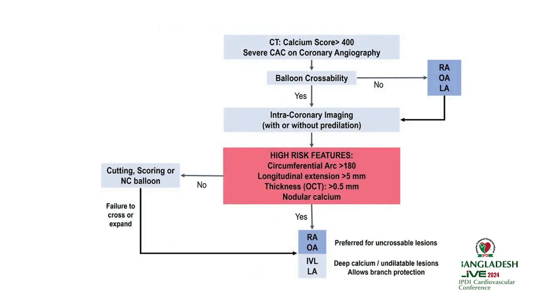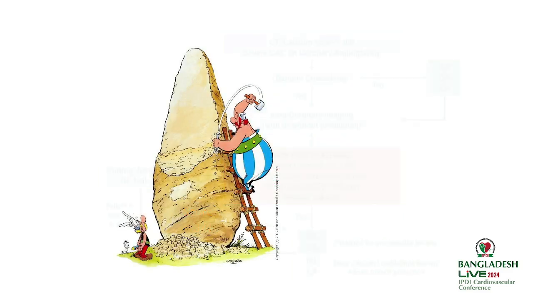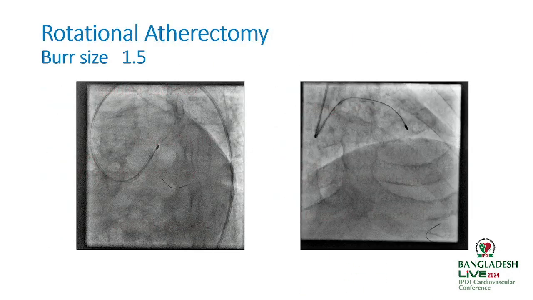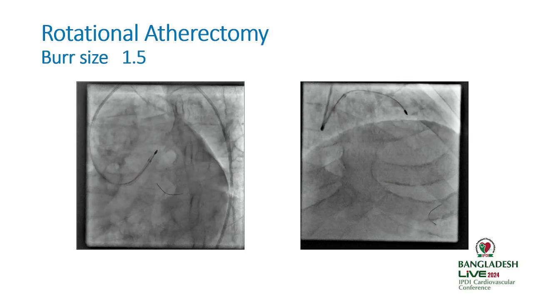So the option was two: rotational atherectomy and orbital atherectomy. As our center had no facilities for orbital atherectomy, we go for rotational atherectomy, as the vessel diameter is also less than 3.5. So we planned for rotational atherectomy, and this is the procedure.